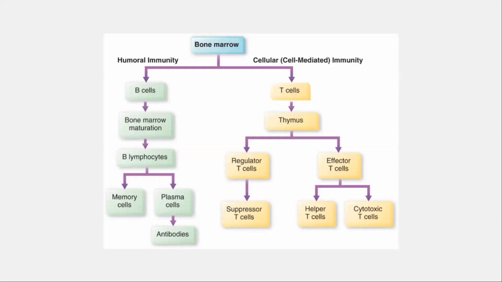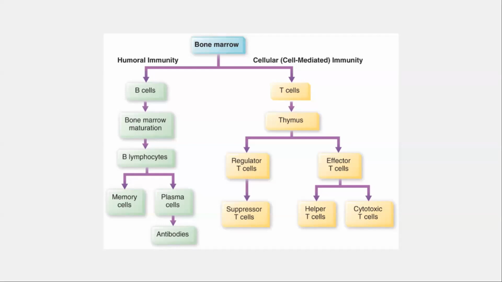And this is a diagram of how the bone marrow aids in the production of immune cells. So we have our humoral immunity. Like I said, it produces B cells. The B cells mature in the bone marrow, and they differentiate into B lymphocytes, which can help with memory cells or plasma cells in the creation of antibodies.